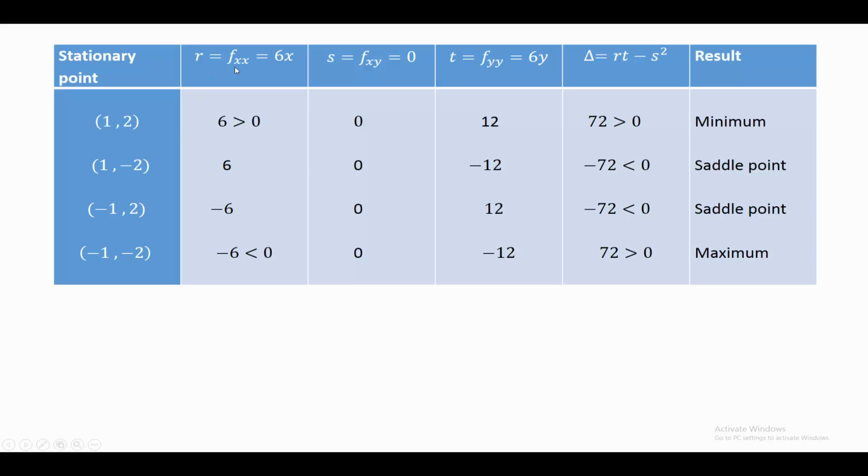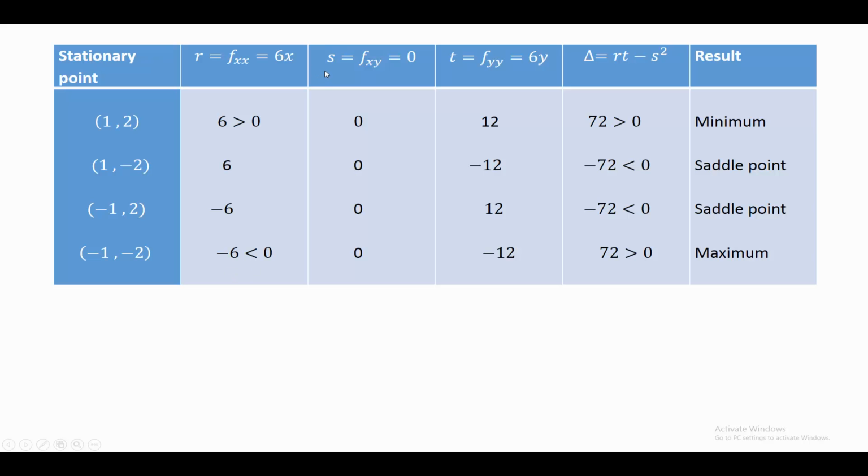Now r equals f_xx equals 6x. At the point (1,2), r is equal to, put x is 1, so this becomes 6. At point (1,-2), put x is 1, so r is equal to 6. At point (-1,2), put x is minus 1, so this is minus 6. At point (-1,-2), put x equal to minus 1, this is minus 6.